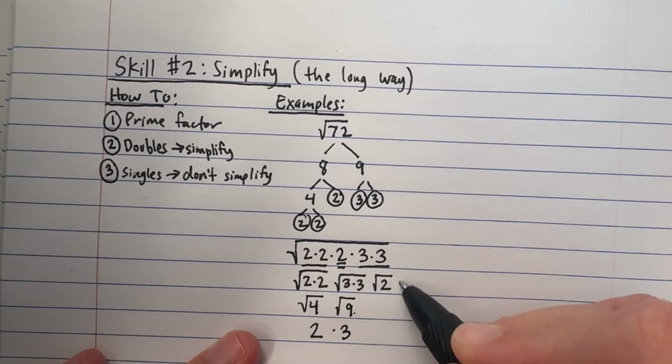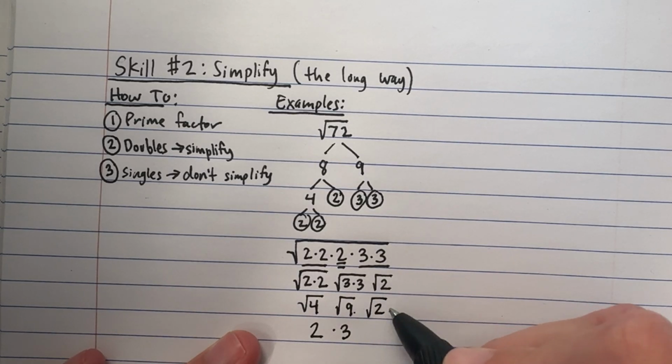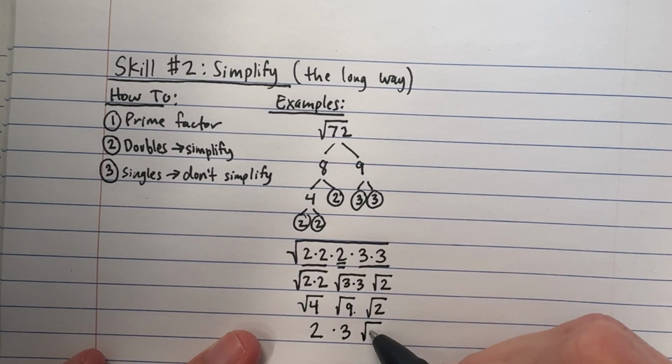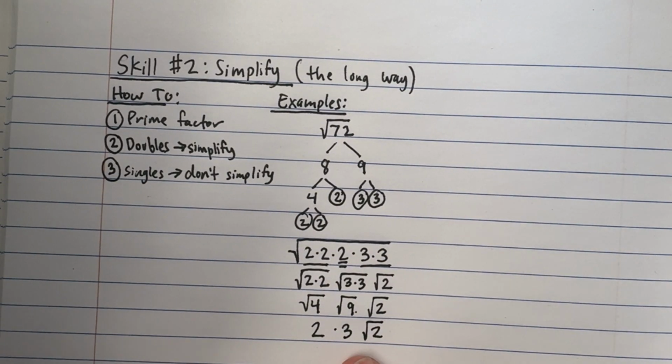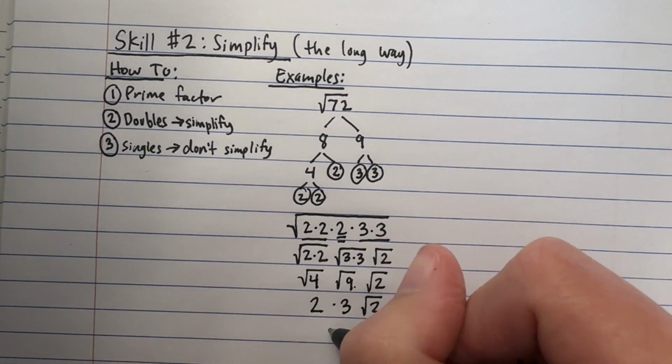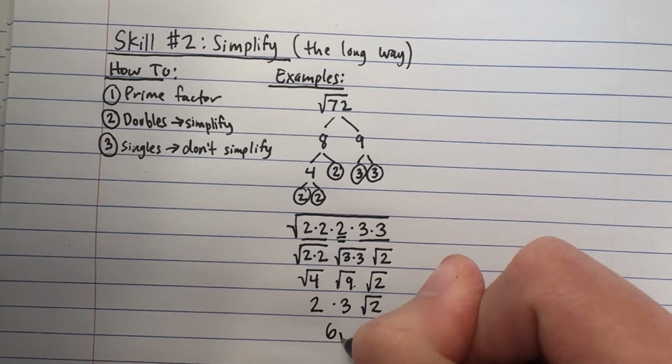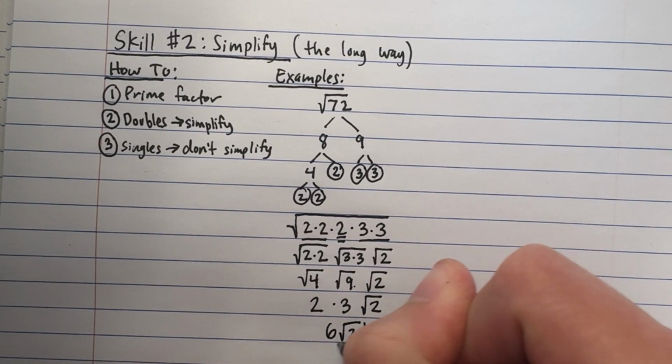Look, this does not simplify. The square root of 2, what's the square root of 2? Nothing. It's an ugly, ugly decimal. Okay, there's nothing we can do to simplify this. But 2 times 3 is 6. And then this part doesn't simplify, 6 root 2.